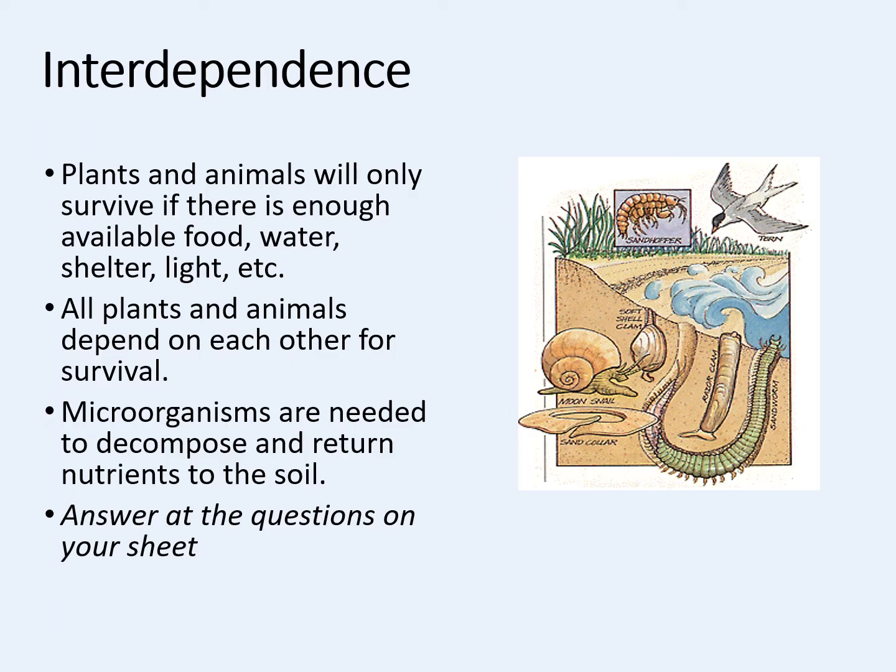For the next part of the worksheet, it is important that we go over interdependence again. So we know that plants and animals will only survive if there is enough available food, water, shelter, and light, etc. We also know that plants and animals depend on each other for survival. What we might not know is that plants and animals also rely on microorganisms to decompose and return nutrients to the soil.